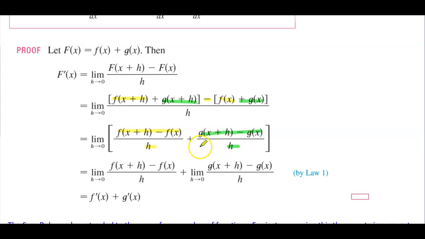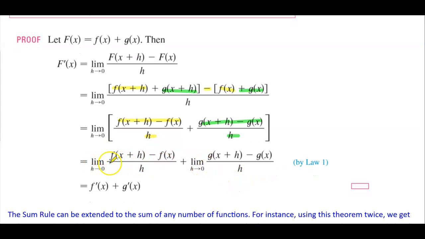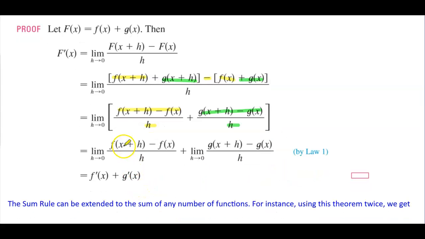all over h. Okay, so now we have the limit as h approaches 0 of f of x plus h minus f of x over h, plus the limit as h approaches 0 of g of x plus h minus g of x over h. And we can distribute the limit according to law number 1. And so therefore this represents f prime of x plus g prime of x.